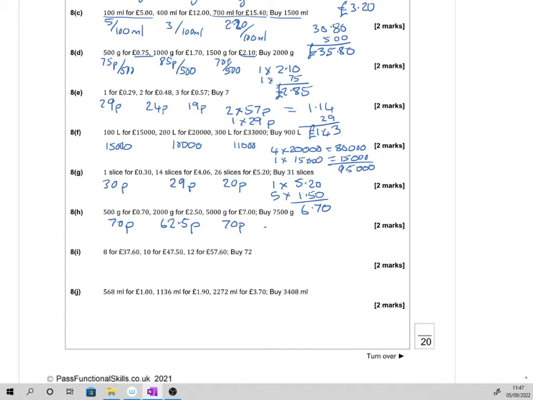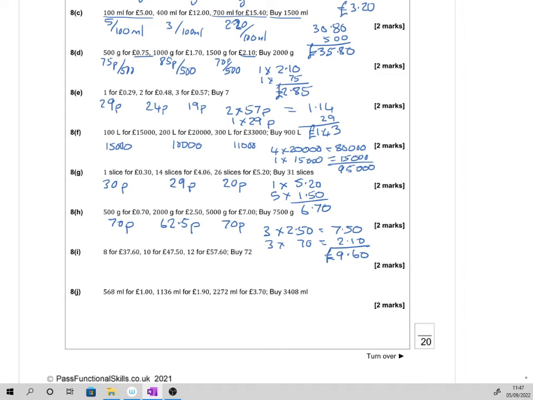So I'm going to buy 3 times £2.50, which equals £7.50. So that gives me 6. Now I want another 1,500, so I'm going to buy 3 of these. 3 times 70p, which is £2.10, which is £9.60. Right, here we go. We're going to buy 72. So let's find out how much they are.